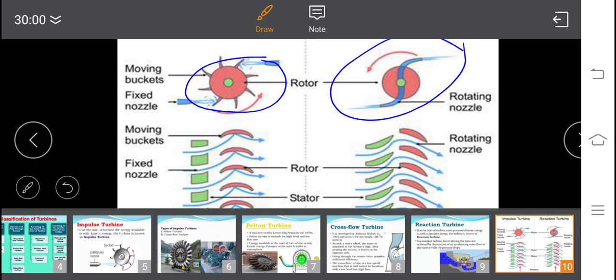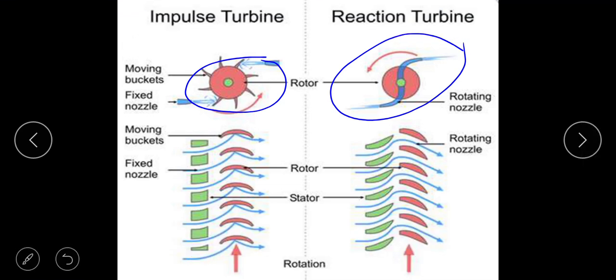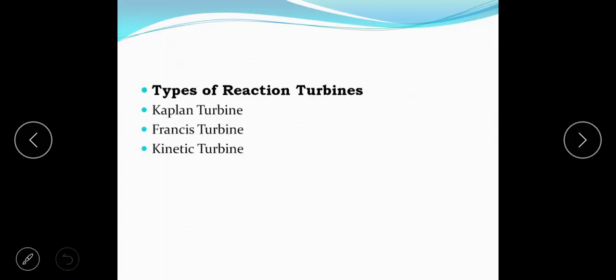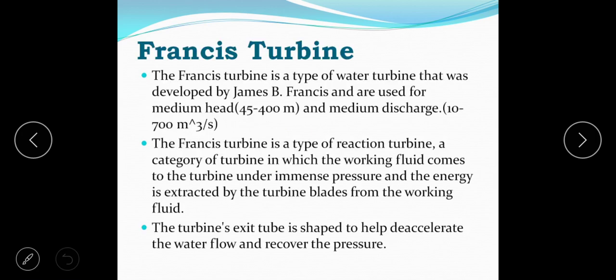Here nozzle is fixed in case of Pelton wheel or impulse turbine, whereas in reaction turbine nozzle is rotating. That is the basic difference between these two. Types of reaction turbines may be Kaplan turbine, Francis turbine and Kinetic turbine.